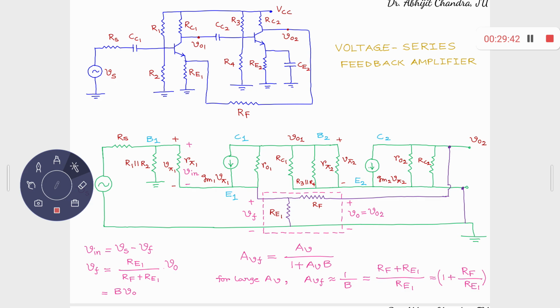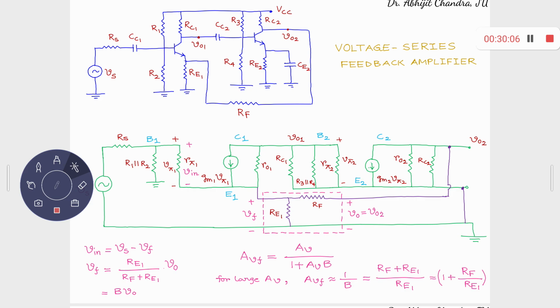Okay. What is the voltage gain with feedback? As you know, AVF is AV by 1 plus AVB. Typically AV, the gain without any feedback, is large with respect to B at least. So if it is large, then if you divide the numerator and denominator by AV, what do you get?